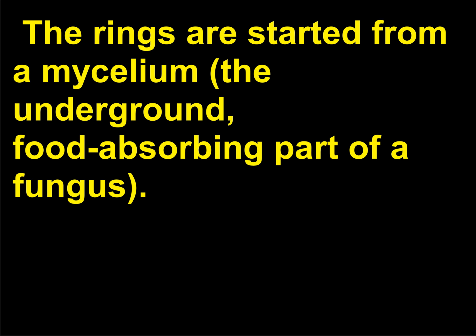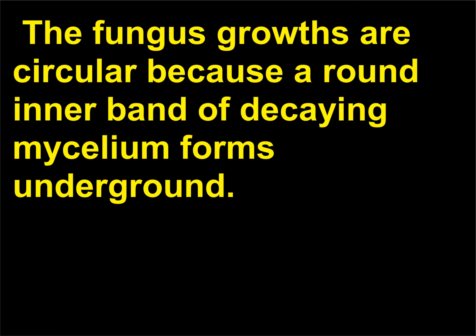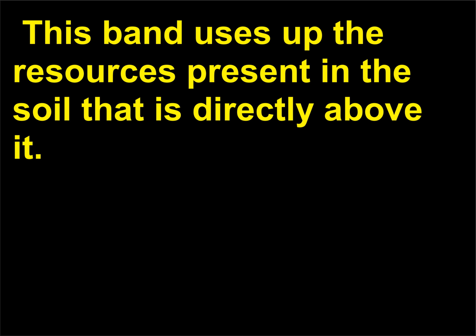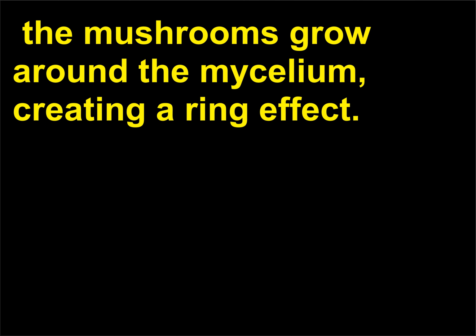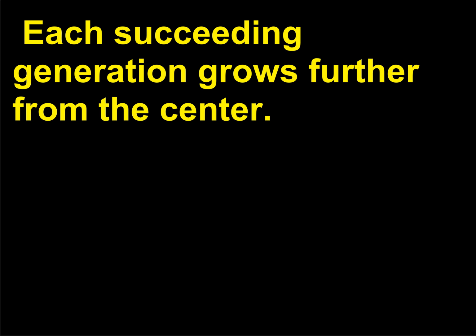The rings are started from a mycelium, the underground, food-absorbing part of a fungus. The fungus growths are circular because a round inner band of decaying mycelium forms underground. This band uses up the resources present in the soil that is directly above it. When the fungus forms caps that present above ground, the mushrooms grow around the mycelium, creating a ring effect. Each succeeding generation grows further from the center.